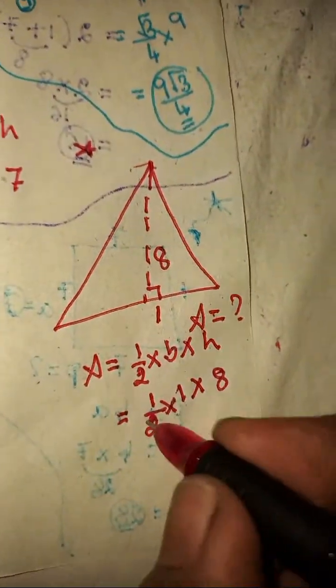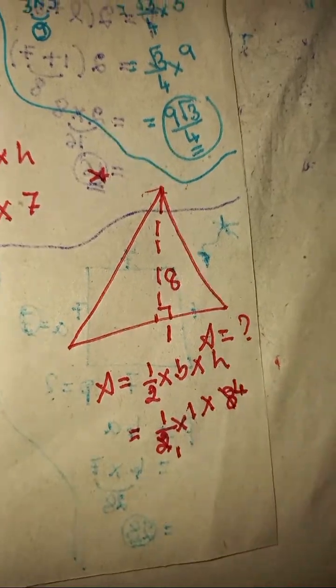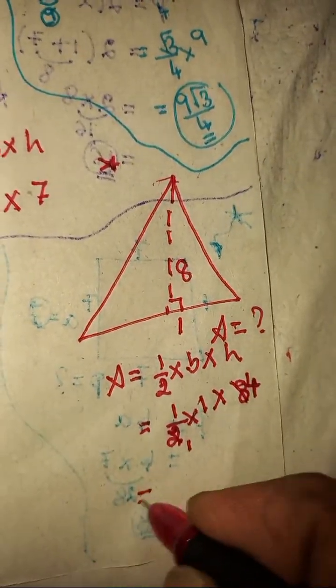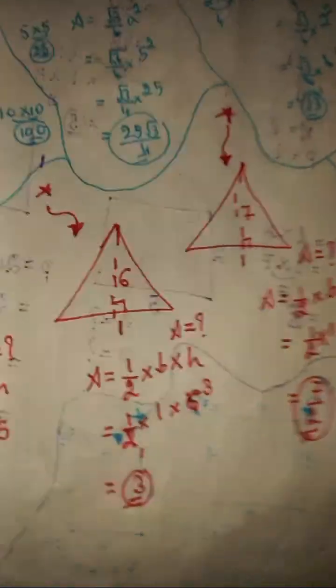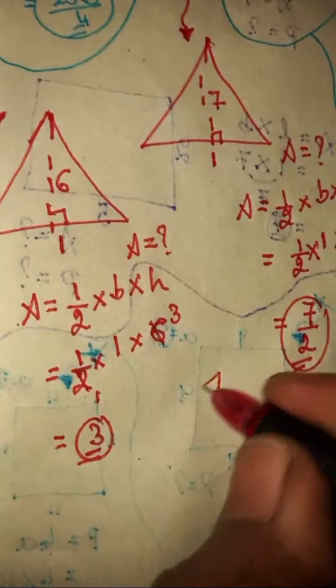Now you can divide this. 2 1 times, 2 4 times is 8. Now 1 times of 1 is 1, 1 times of 4 is 4, so 4 square units. Let's take one more triangle.